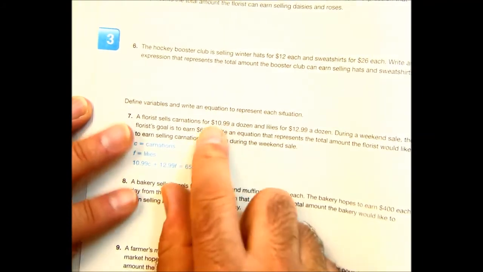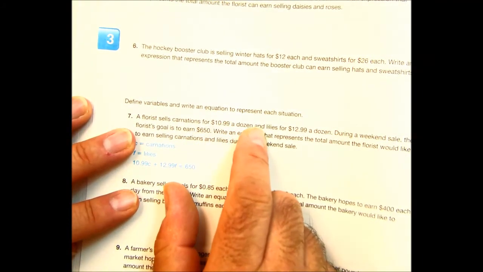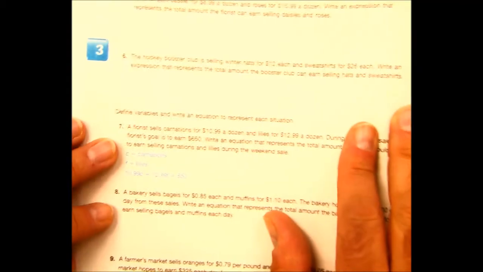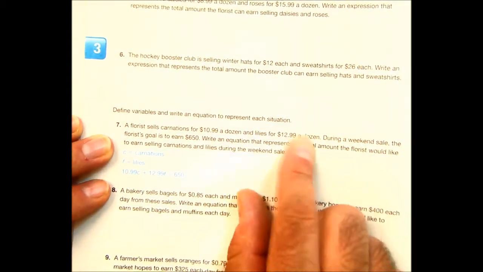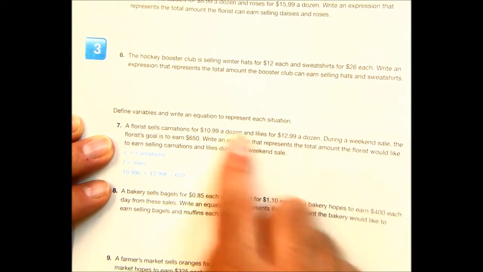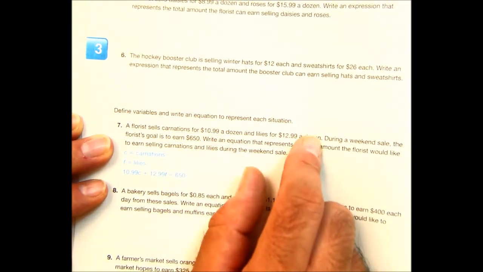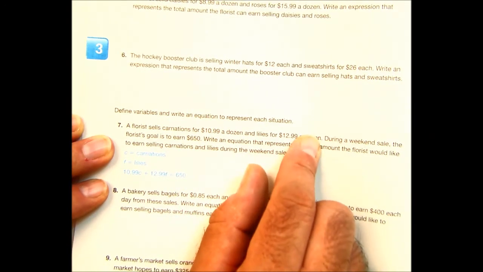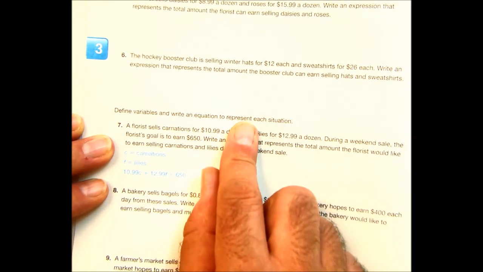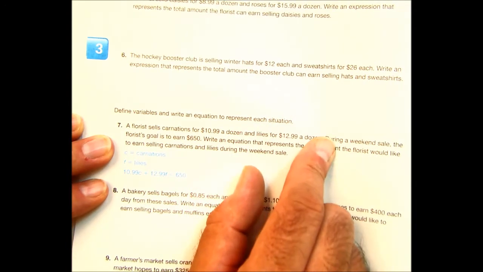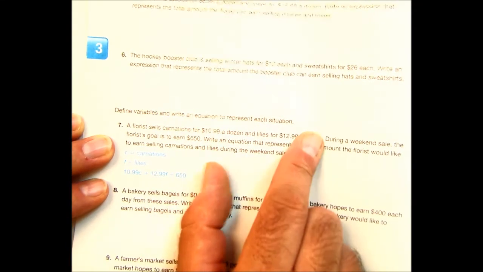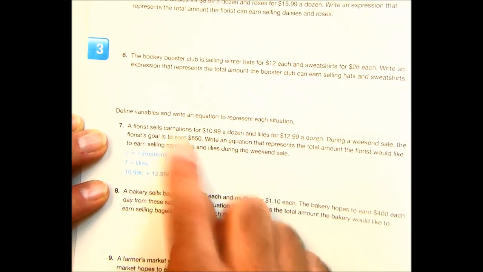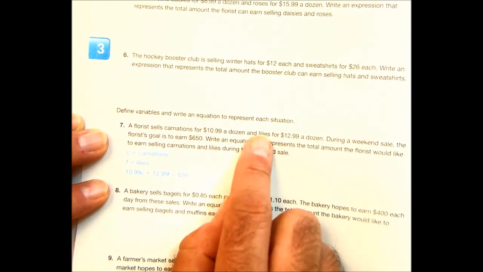So a florist sells carnations for $10.99 a dozen and lilies for $12.99 a dozen. Again, two rates of change. So I can make this one X and this one Y, or carnations and lilies. I just like using X and Y all the time. It's okay if you use X and Y. So X would be carnations and Y would be for lilies.